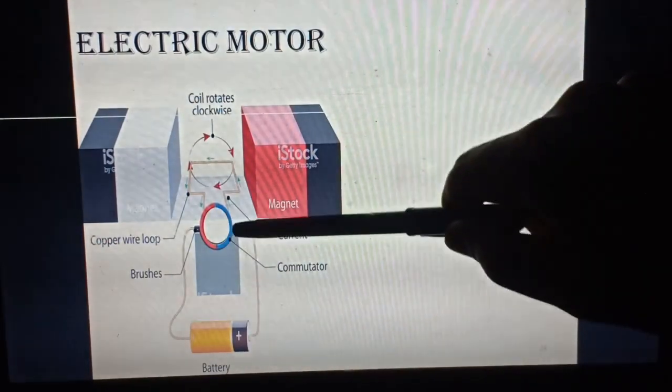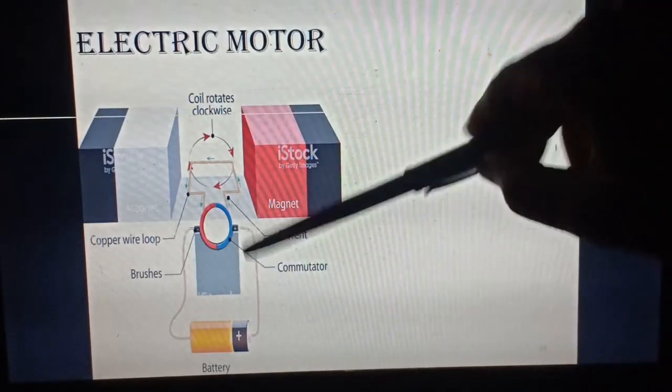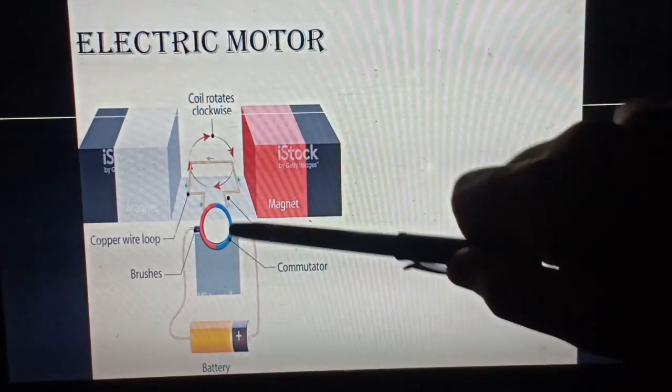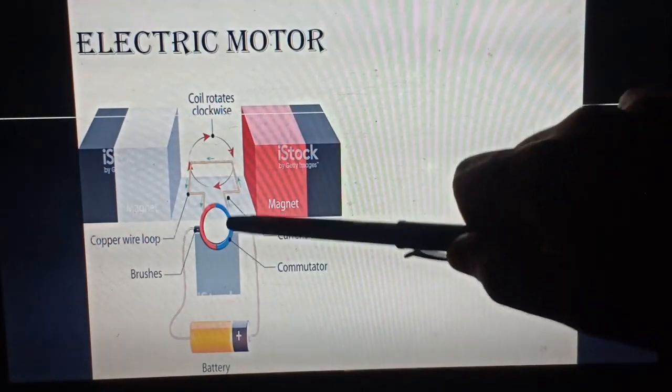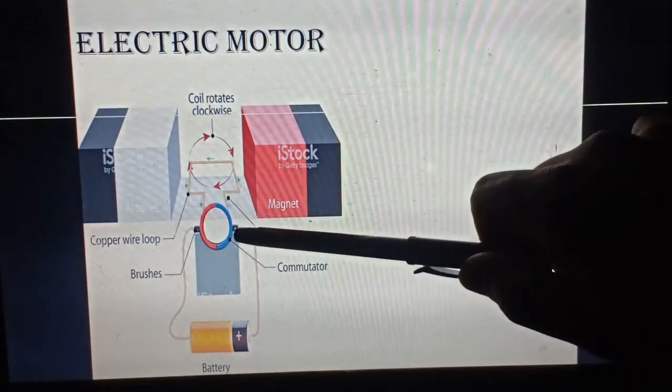These two connected brushes will be reversed. So what will happen? Here comes the function of the commutator. The commutator will reverse the direction of flow of current again. So if the direction of flow of current changes, then what will happen?